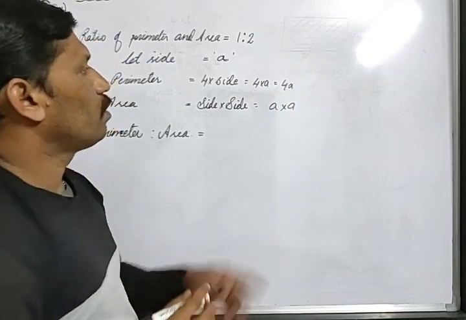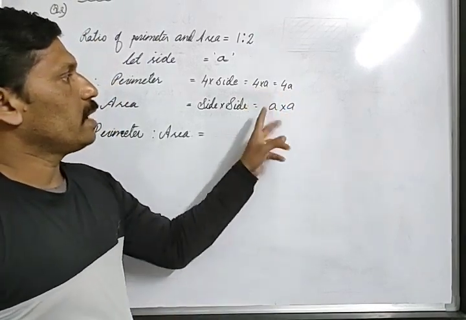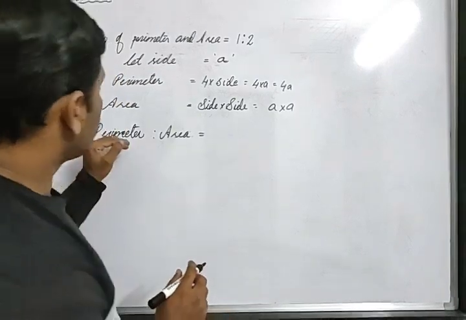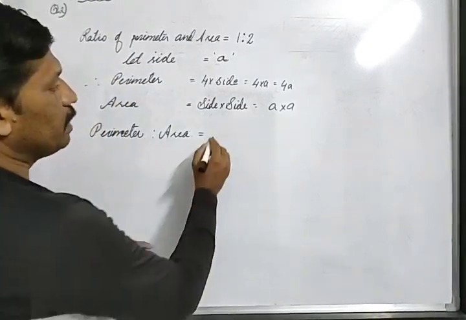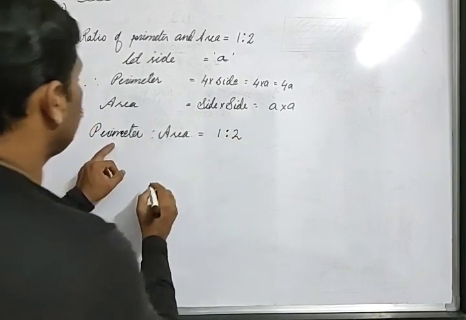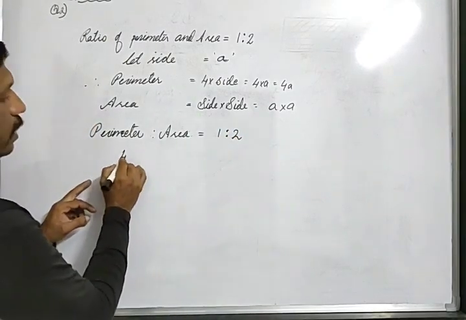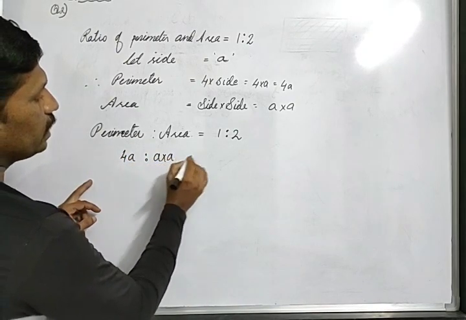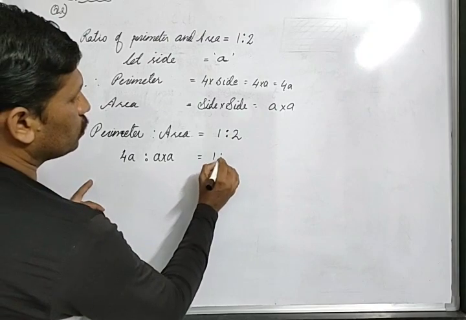So now we have got 4 into A as perimeter and A into A as area. The ratio of perimeter to area is 1:2, and perimeter is equal to 4A. That means 4A is to area, which is A into A, that is equal to 1:2.